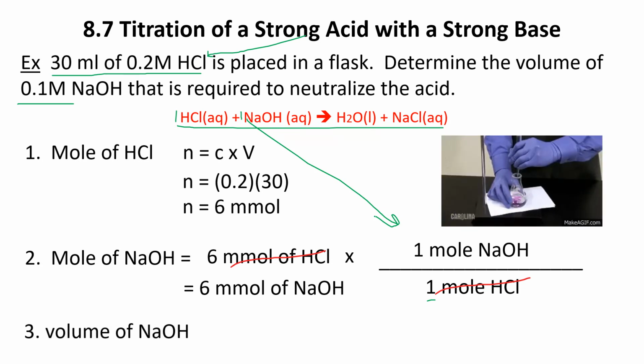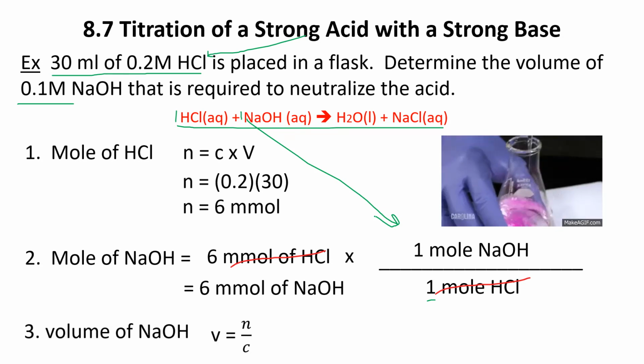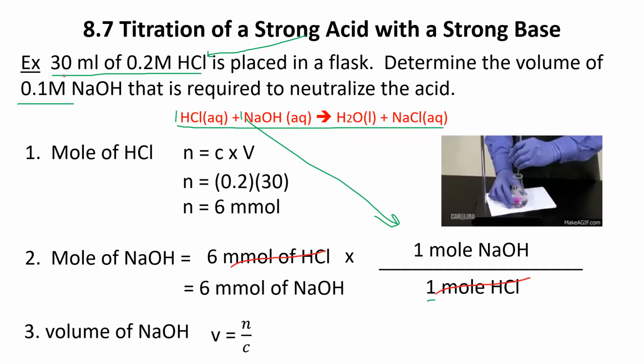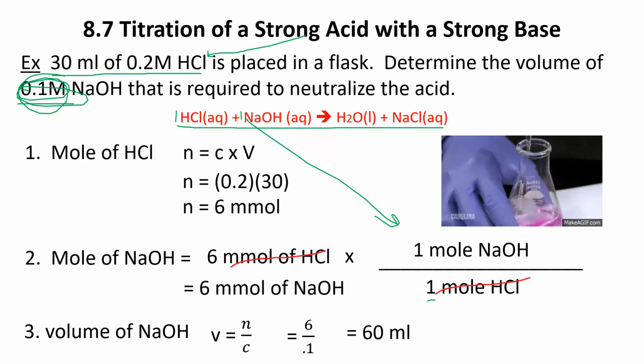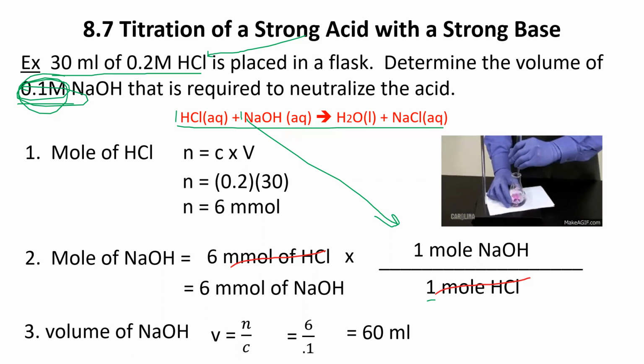Moving on to our last step, the volume of NaOH. This is our equation for volume. We know the millimoles are 6, and the concentration is given up here in the question as 0.1. That will allow us to divide and figure that we need 60 mils of this NaOH solution to neutralize the 30 mils of 0.2 molar HCl that's already in our flask. Now, once we've done that, we can proceed with this question.